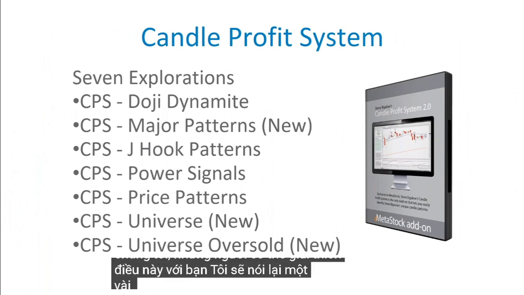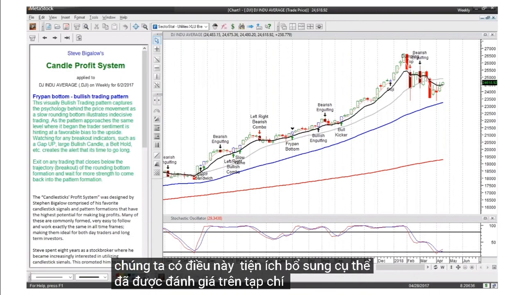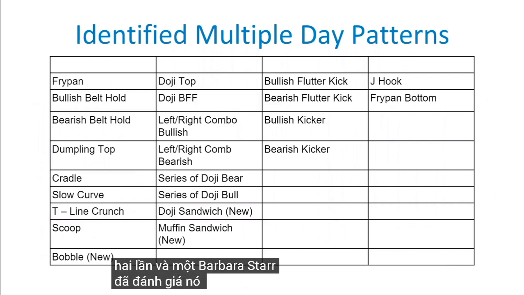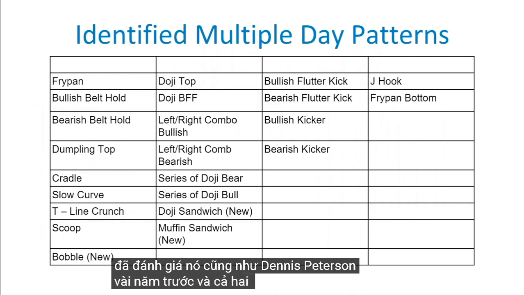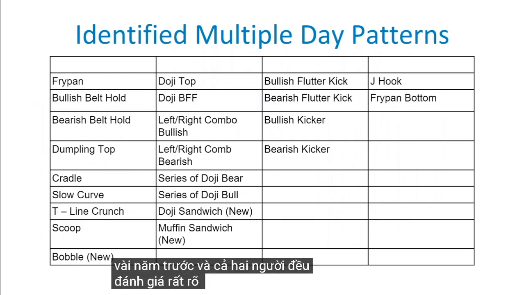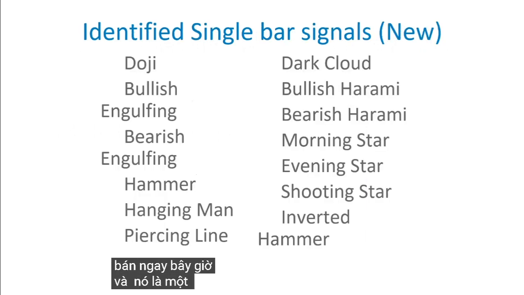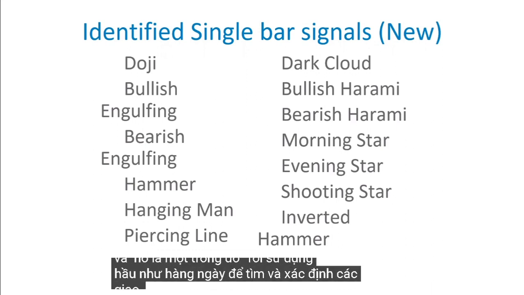I will say just a couple more things again about this. So we've had this particular add-on reviewed in Stocks and Commodities magazine twice. Barbara Starr reviewed it, as well as Dennis Peterson several years ago. And both of them were very, very glowing reviews. This is the most popular product that we sell right now. And it's one that I use on a very, very almost daily basis to find and identify trades.